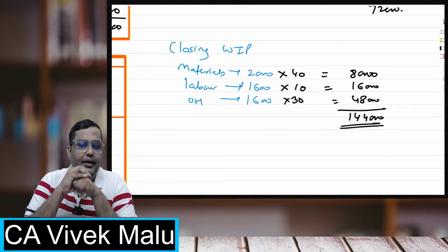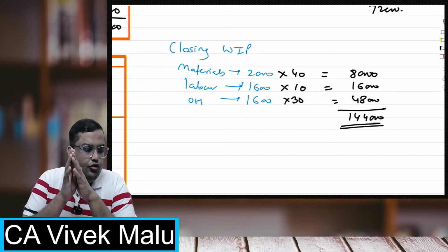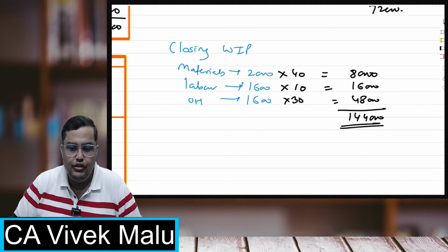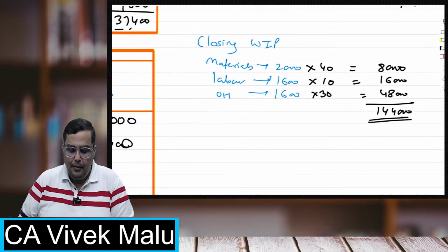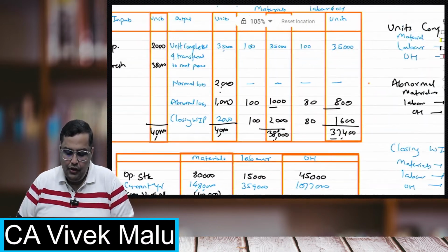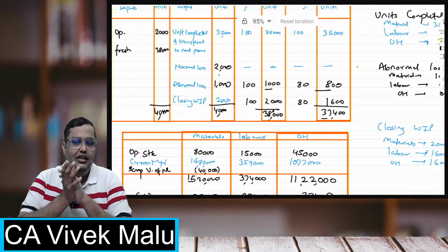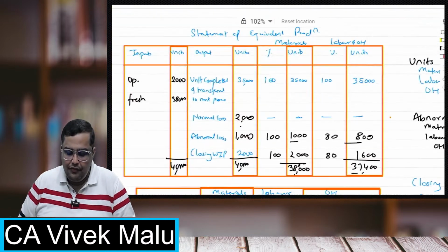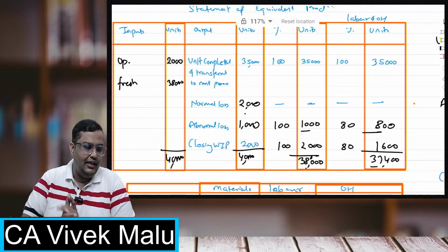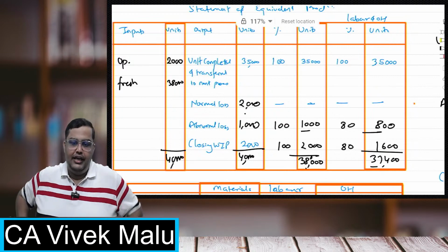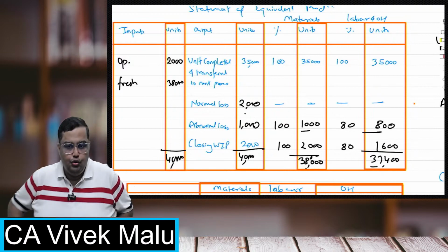So this is how we measure the closing WIP. All these calculations happen when percentages are given. I hope you have all understood the sequence of how you have to do it. You have to make a statement of equivalent production. I'm repeating the process again. Please pay attention. This is crucial.